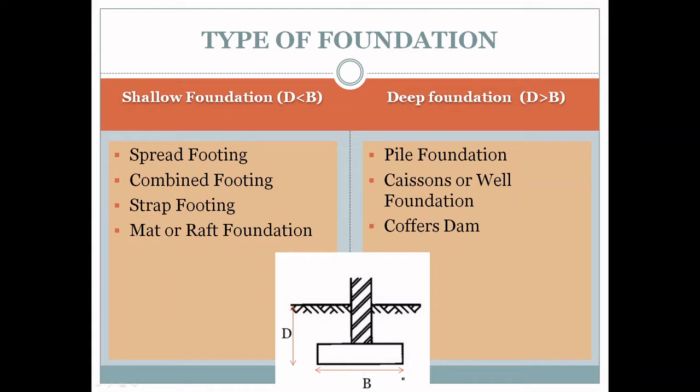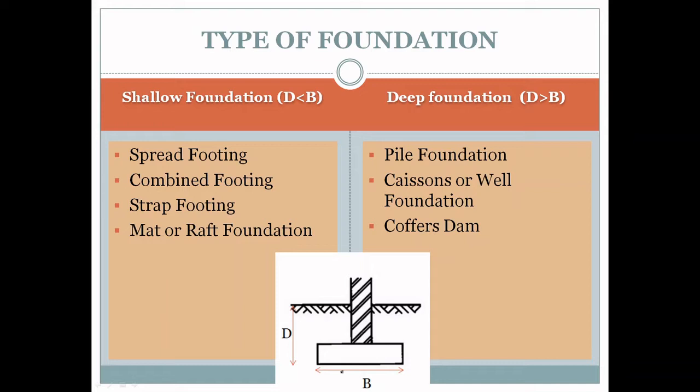What is a deep foundation? If the depth of the foundation is more than the width of the footing, it is known as a deep foundation. For example, if the depth is 1.5 and the width of the footing is also 1.5, then it is termed a shallow foundation. And if the depth is 2 meters and the width of the foundation is 1.5, it is termed a deep foundation.